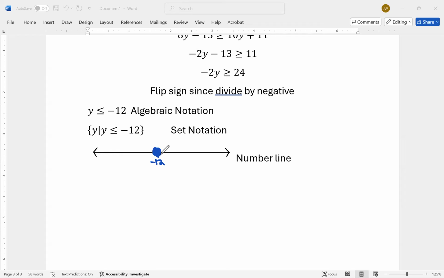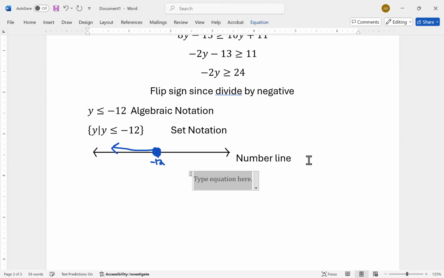The other circle is called an open circle. That's the one I don't fill in. So this is a solid circle since I can plug in a negative 12. And we're looking for values that are less than or equal to negative 12. Less than or equal to, we're going to be pointing to the left. So that's my number line answer, or my number line notation.